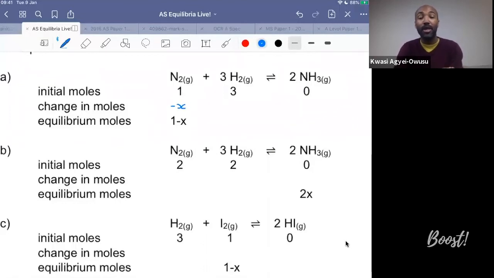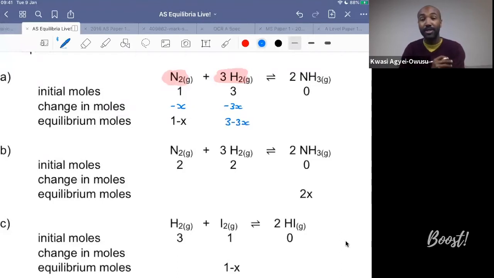We also know that each mole of nitrogen reacts with 3 moles of hydrogen. So if x moles of nitrogen has reacted, we would expect that it would have reacted with 3x moles of hydrogen. So we would expect to have lost 3x of hydrogen, in other words, minus 3x. So how many moles of hydrogen have we got at equilibrium? Well, that has to be 3x taken away from the 3 moles we had at the start, so 3 minus 3x.